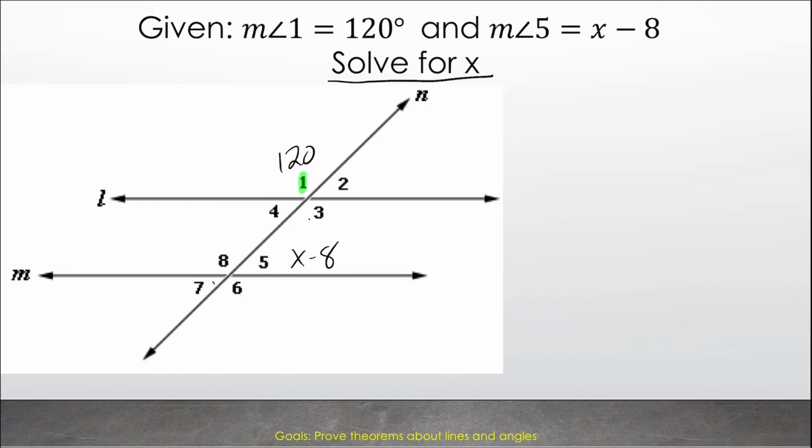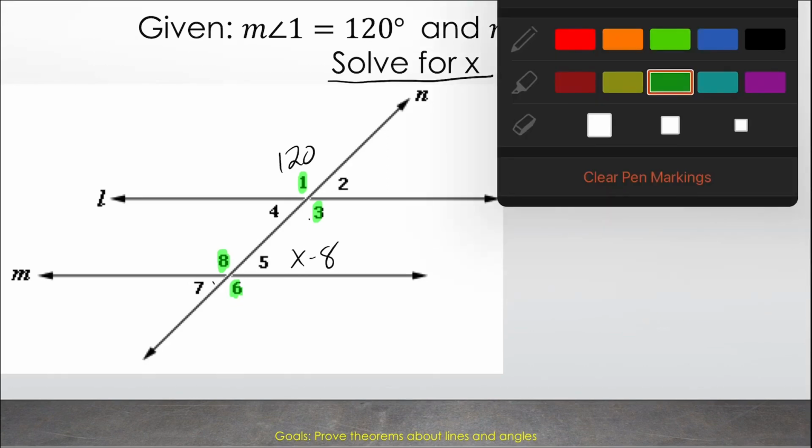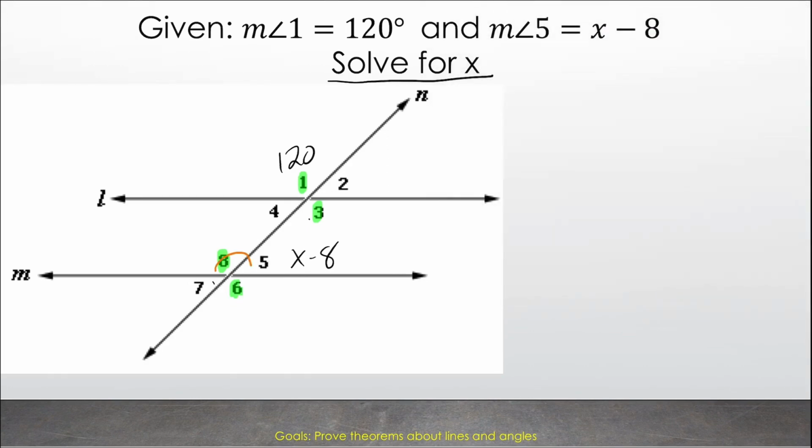What I do know, though, is I know angle 1 and angle 3 are vertical angles. Okay? And then 3 and 8, I know are alternate interior angles. So I know 1, 3, 8, and 6, those angles all have to equal one another. Well, how does that help me figure out this angle 5 thing? Well, angle 8 and angle 5 are going to be supplementary angles. So I can say that angle 1 and angle 5, by that logic, also have to be supplementary. So I can say 120 plus x minus 8 equals 180 degrees.